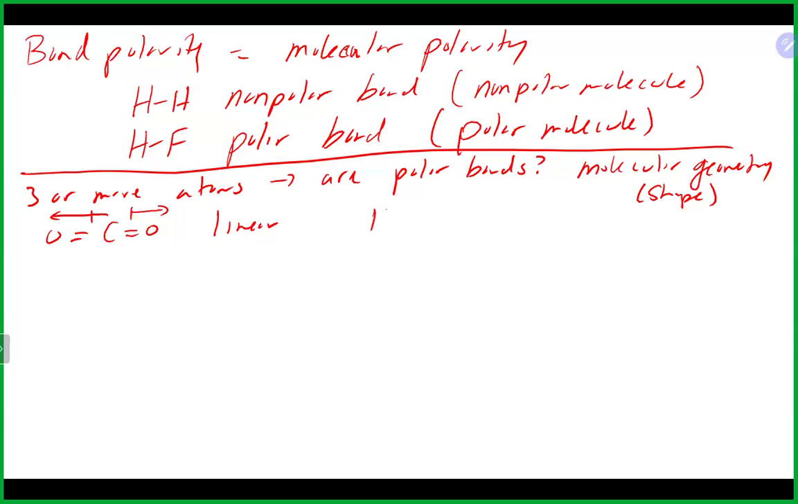As opposed to water, which also has polar bonds, but because of its geometry of being bent or V-shaped, it is going to allow those polar bonds to actually add to each other, and you get a net dipole moment happening in this direction, where the oxygen side is more negative and the hydrogen side is more positive on water.